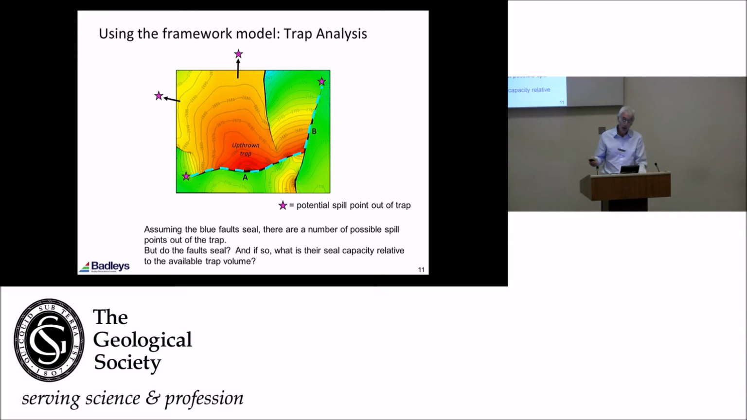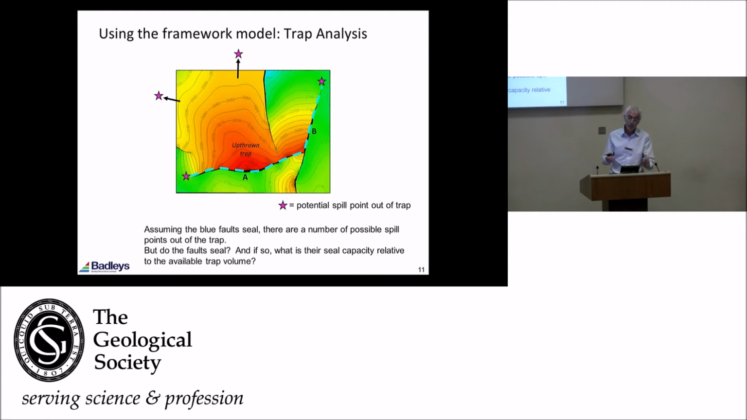We've got an upthrown trap bounded by a set of faults. A couple of them are labelled. If we're thinking in terms of the reservoir structure, we've got some potential spill points out of the trap at the ends of the faults, shown by these stars here. We've got potential spill points off the map to the north and northwest.